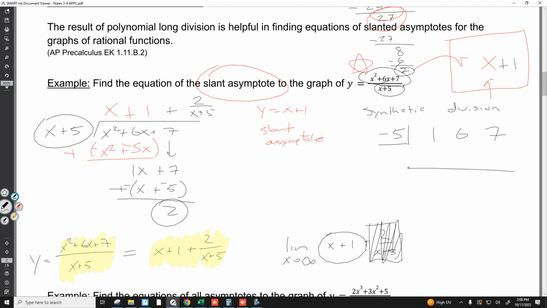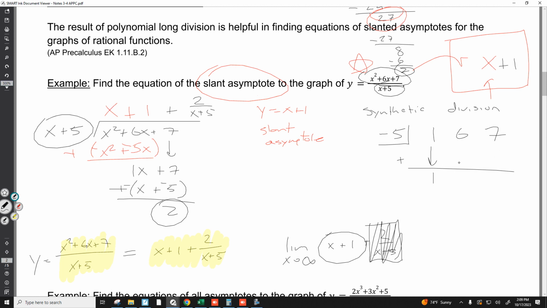Do you guys remember this? You bring down the 1, that's like the 1x. You multiply diagonally, you add going down. Why do we add instead of subtract? Because we flipped the 5 to a negative 5. If you kept it as positive 5, you could subtract and it works.